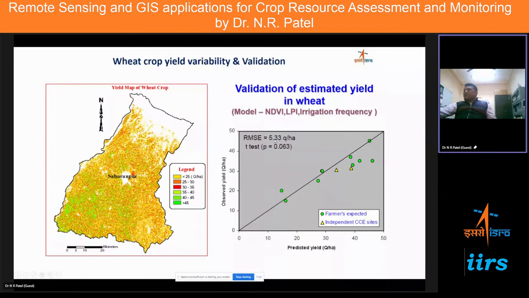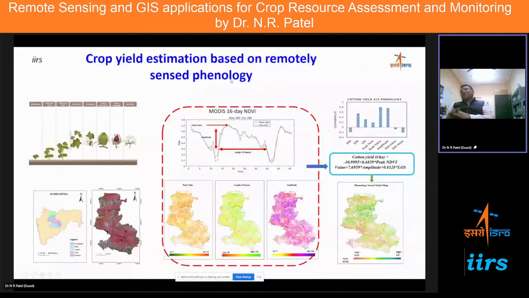So another is the phenology based model. Phenology means the timing of occurrence of different events in response to the life cycle of an organism. So here, it is the timing of occurrence of different stages or phases in the crop in response to abiotic factors. Abiotic factors mean temperature, soil, water, like that.